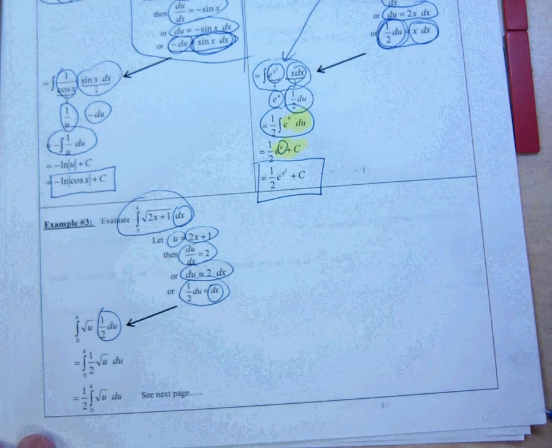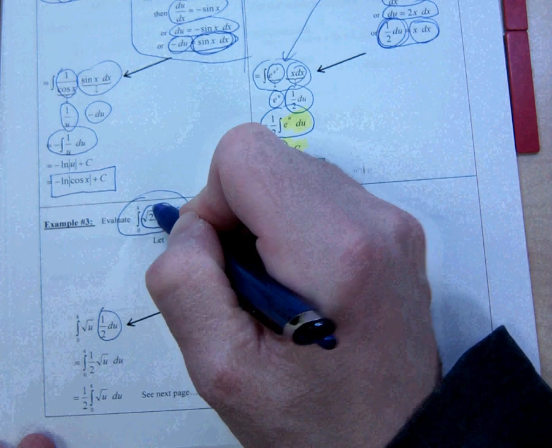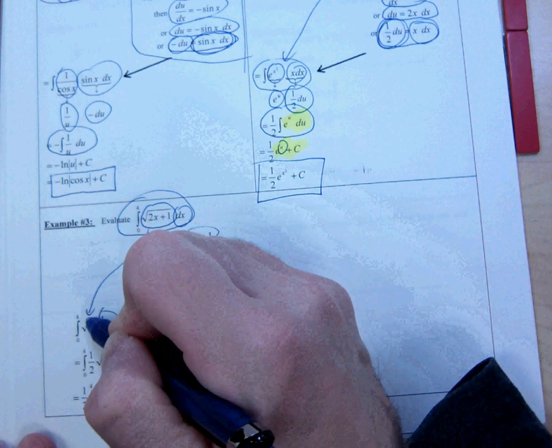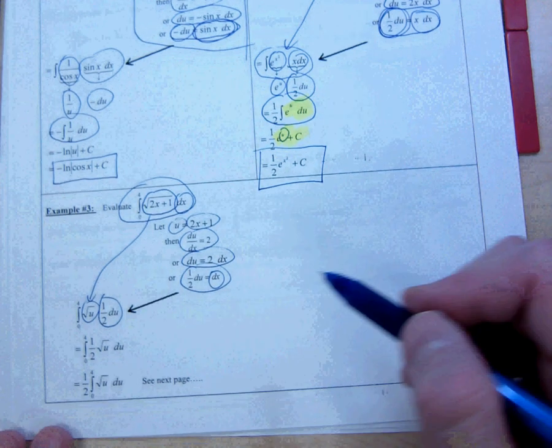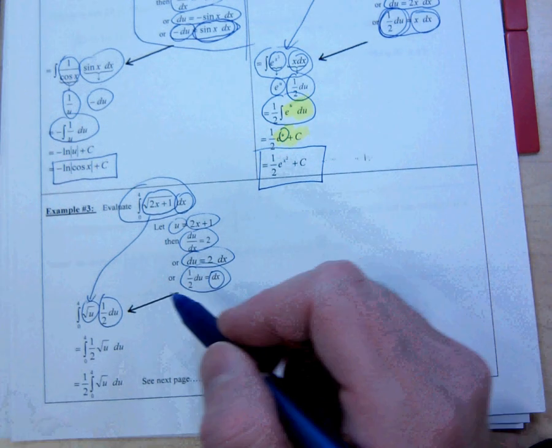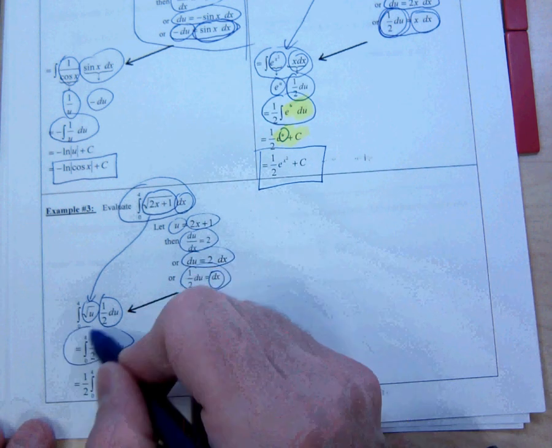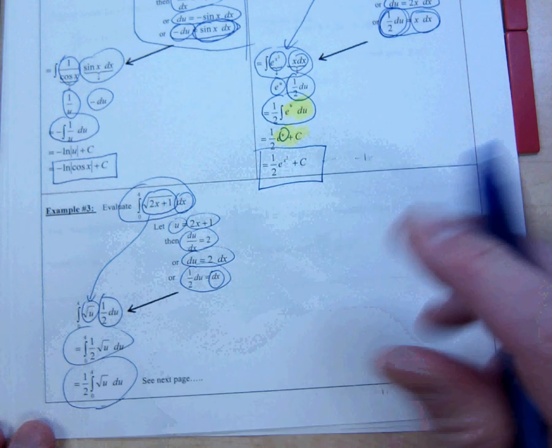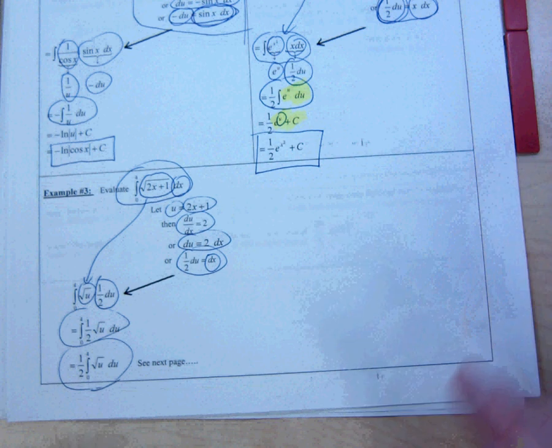1/2 du. And what can I replace all of that with, guys? All of that becomes what? Square root of u, right? Then, if you want, you can pull out the half. Okay, so you get this, and then pull out the half, and continue on the next page because I ran out of room. Okay?